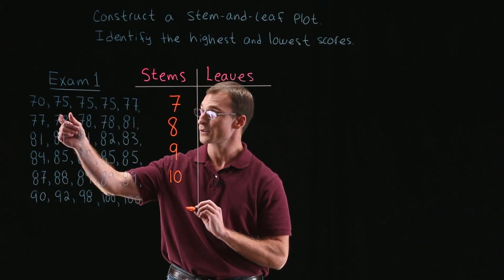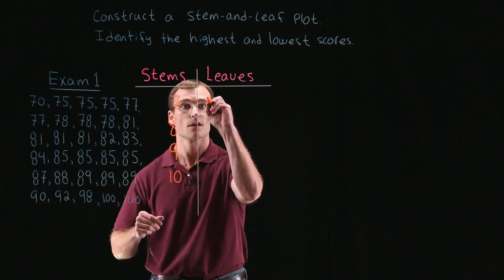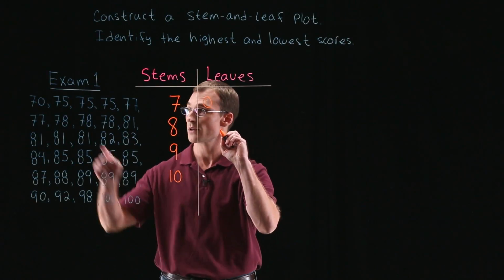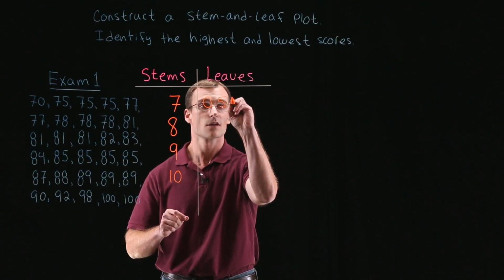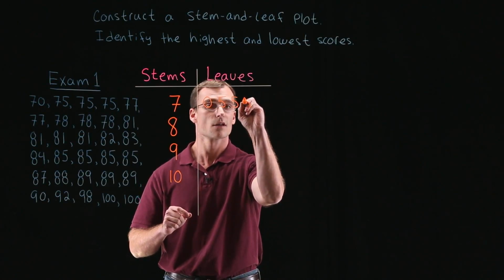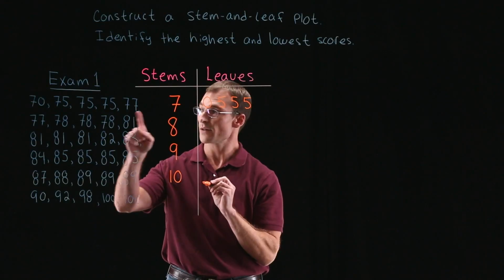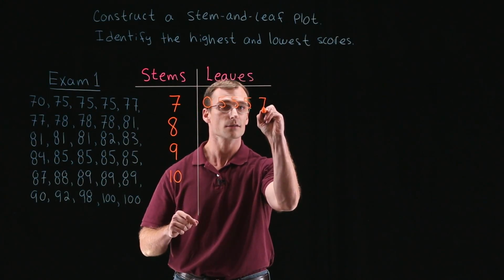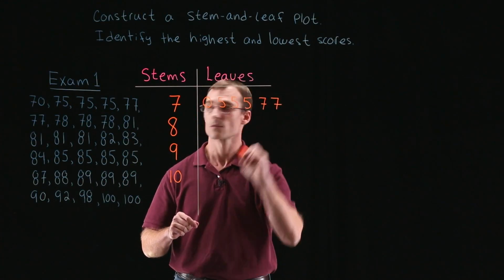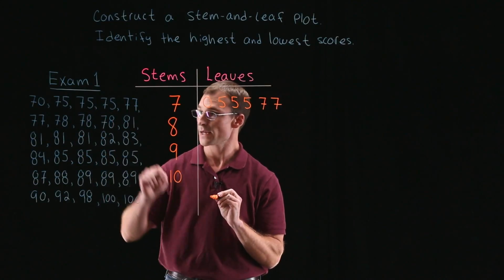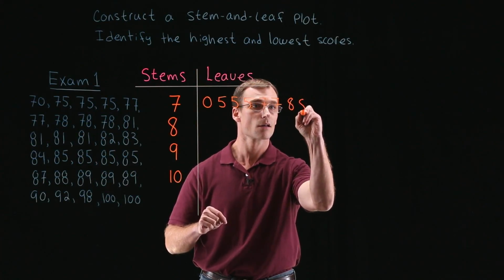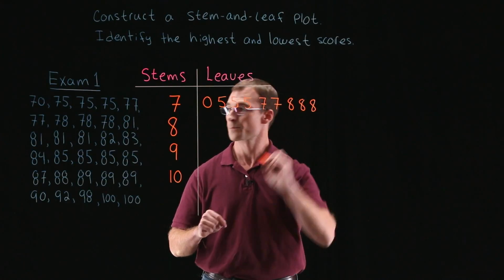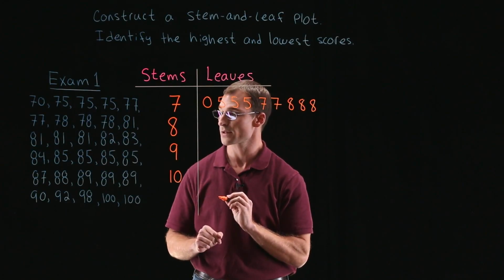So in our 70s, we have one value of 70, then 1, 2, 3 75s. So we have 3 5s, 77 and 77. Then 1, 2, 3 78s. And that's it for the values in the 70s.